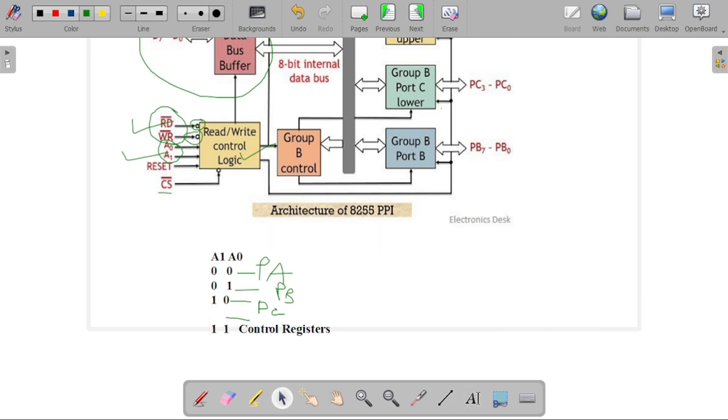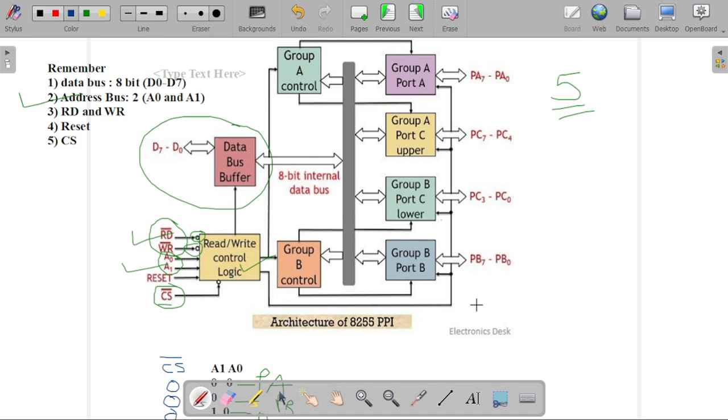Here we are using the A0 and A1 lines with the chip select bar signal. When this signal is 0, the chip will be selected, and it is always 0 when we are selecting port A, port B and port C, as well as the control register. If the signal is 1, then there is no selection of that line for address line 0 and address line 1.